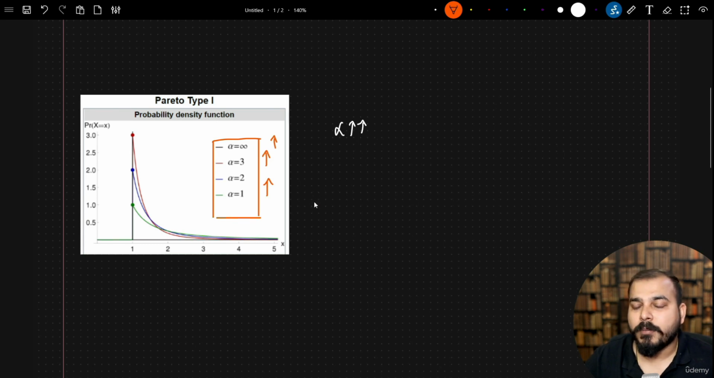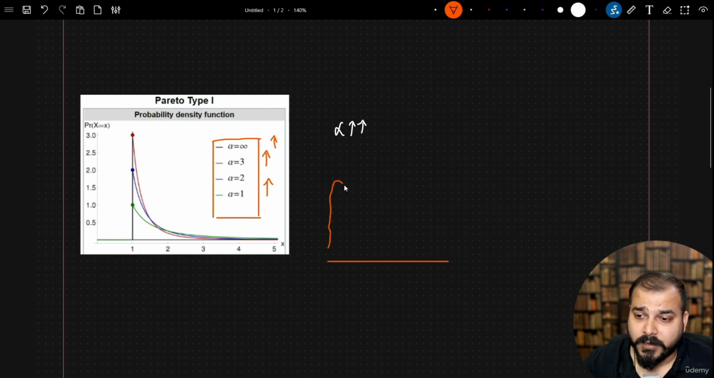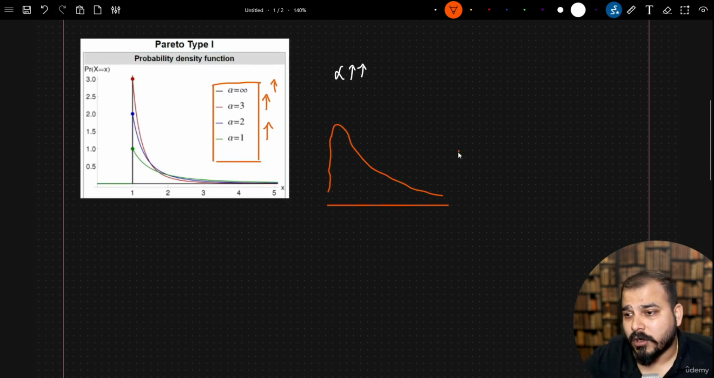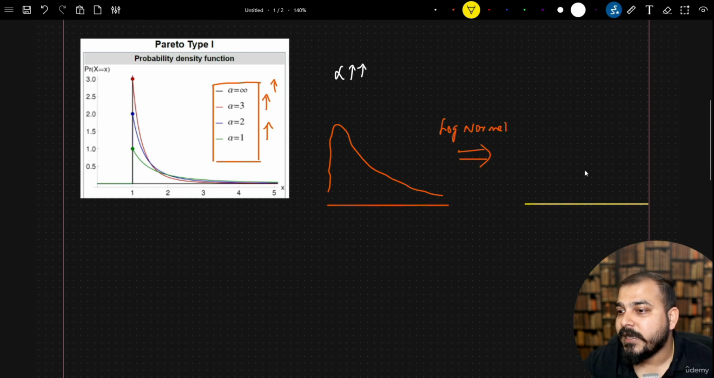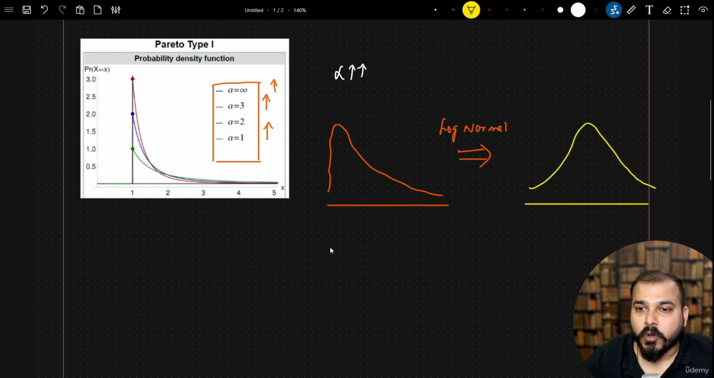Now one important thing about Pareto distribution you need to understand. Let's say we have a log normal distribution, which looks something like this, right? This is a log normal distribution. If we apply a log normalization transformation onto this, then we get a Gaussian distribution. So here you can see that this log normalization that I'm applying is basically called a transformation technique, right?